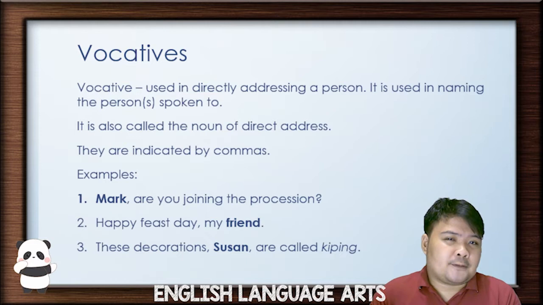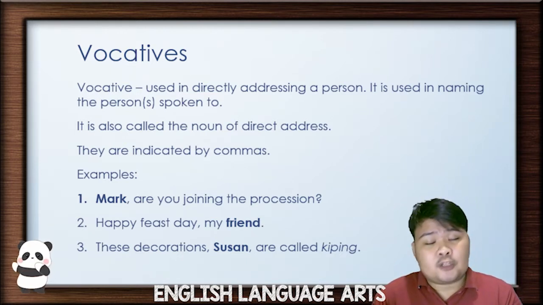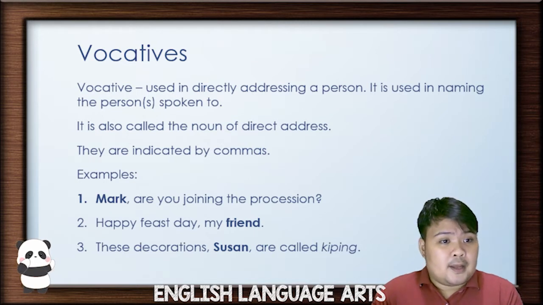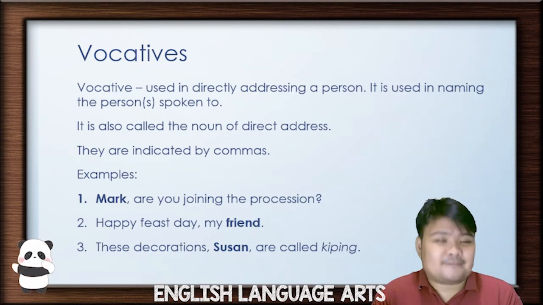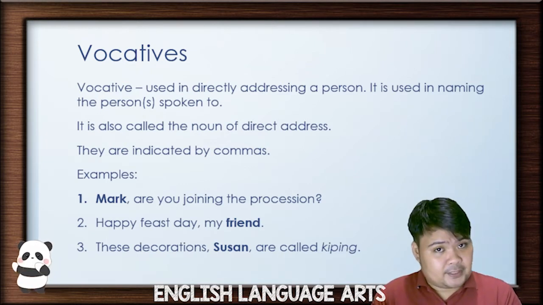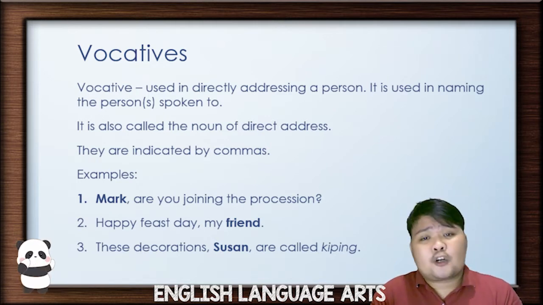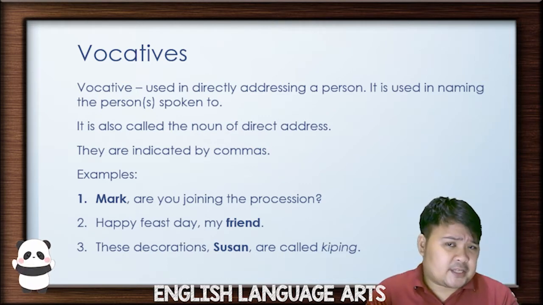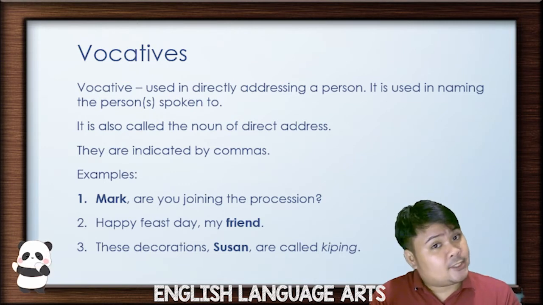Take, for example, number one: Mark, are you joining the procession? The person is definitely talking to a person named Mark. The word Mark there is a noun, and that noun is a vocative. Two: Happy feast day, my friend. Friend, being called that, is a vocative. And three: These decorations, Susan, are eye-catching. The person is probably walking and sees the different decorations and talks to his friend Susan. Therefore, you have that, Susan.